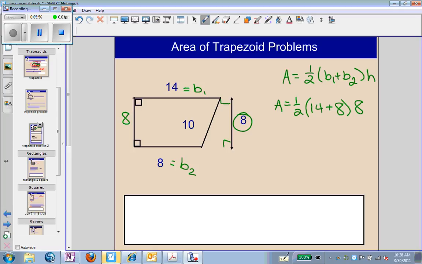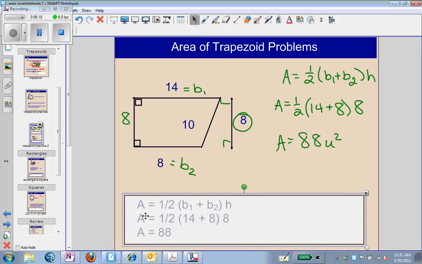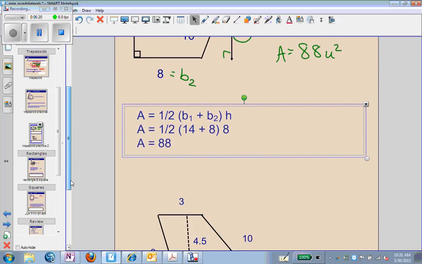Now we're going to put this straight into our calculator. You can use 0.5 or 1/2. Make sure you use your parentheses and put it straight in. One step, and you will get 88. We're going to use U for units, so it's 88 units squared. I use U when they don't give us the units. So here are the steps, nice and neat right here.